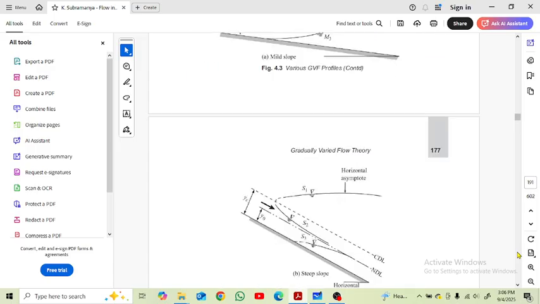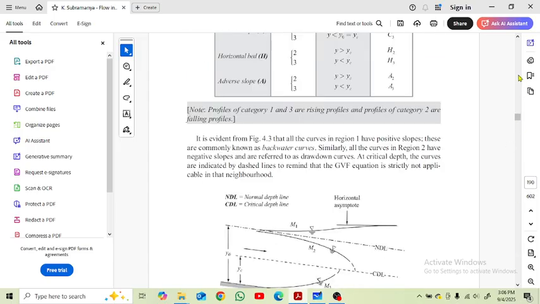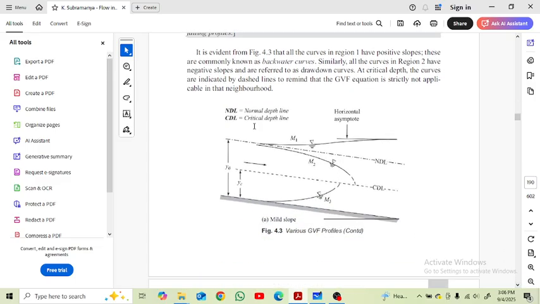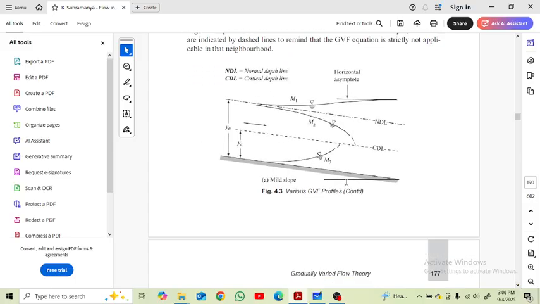Okay, so these are the profiles here. This is the theoretical profile. Here you can see the M1 profile is backwater, the M2 profile is drawdown and lies in zone 2, and the M3 profile is again backwater and lies in zone 3. You can draw a single figure for the M1, M2 and M3 profiles here. I have taught you how to draw these profiles in the class.